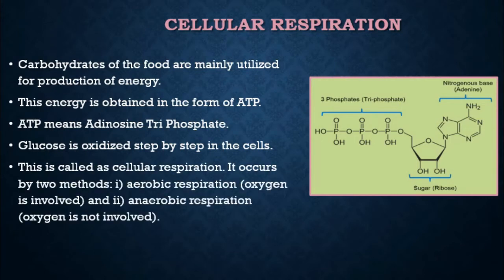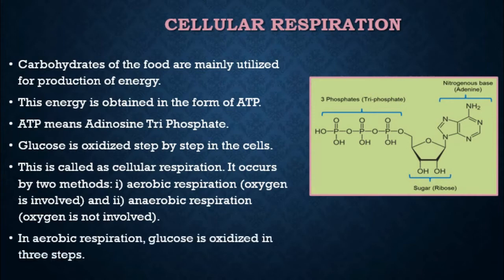It occurs by two methods, either by aerobic respiration, that is when oxygen is involved, or by anaerobic respiration, where oxygen is not involved. In aerobic respiration, glucose is oxidized in 3 steps. We will see in detail how it occurs.